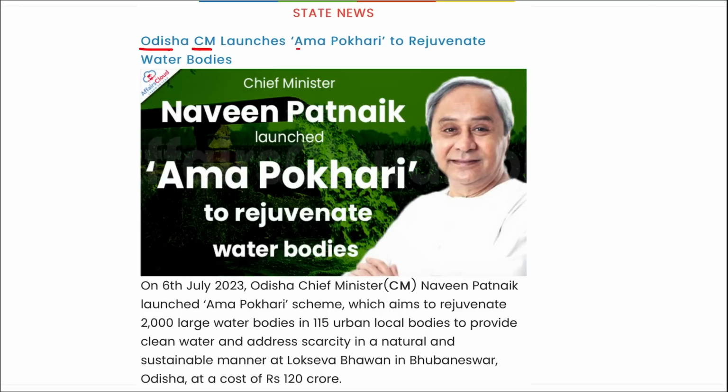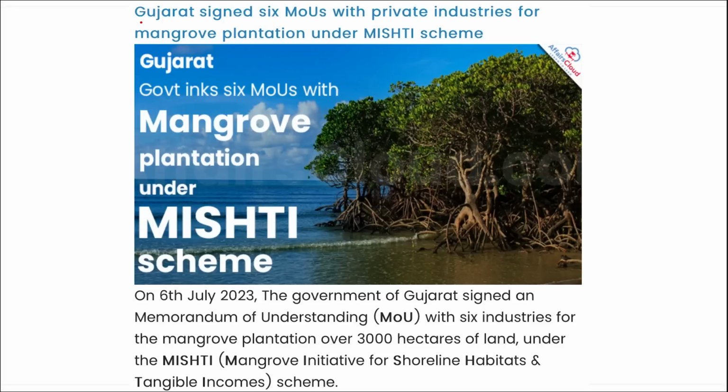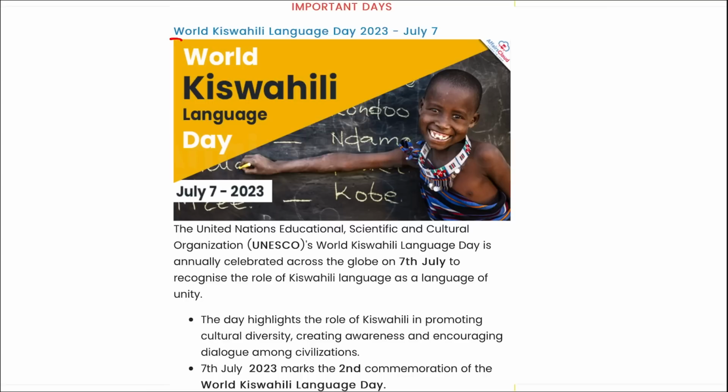Odisha's Chief Minister launched Ama Pokhari to rejuvenate the water bodies. Gujarat signed 6 MOUs with private industries for mangrove plantation under Mishti scheme. World Kiswahili Language Day is observed on 7th of July by UNESCO, and it means language of unity.